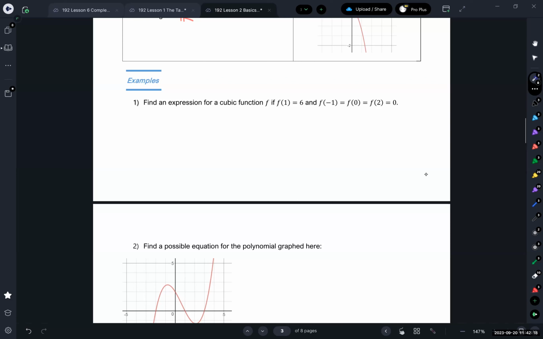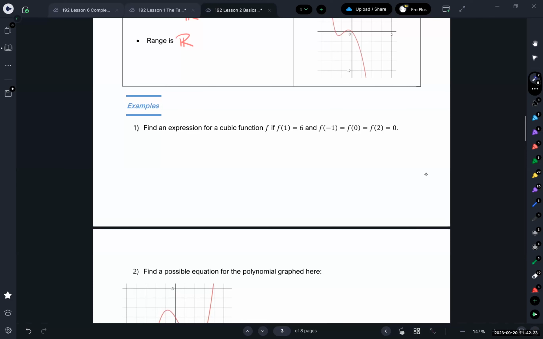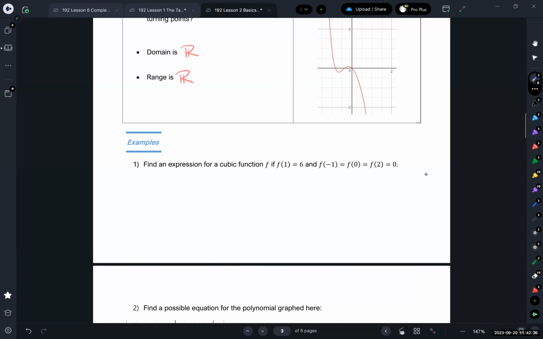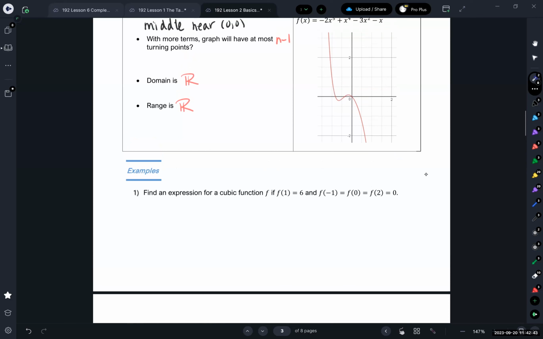The first one says, find an expression for a cubic function, f, and then it's giving me some values. f of 1 equals 6, and f of -1, f of 0, and f of 2 are all 0. So I'm going to remind you of something, hopefully. Remember that if an x value gives you 0 out of the function, that means it has to be one of these x-intercepts, right? If its y is 0. It also means something else for the function.